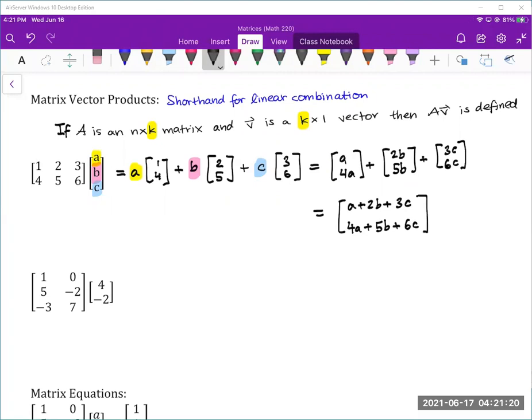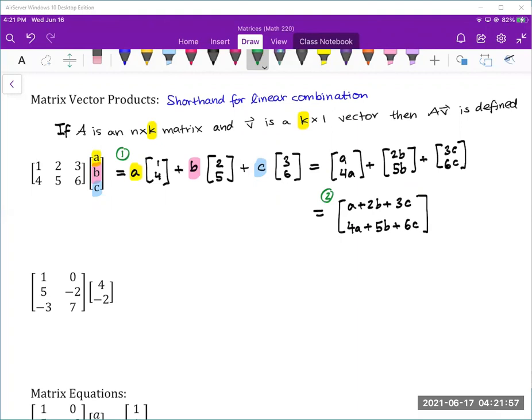Okay, so there are two possible formats for what our answer is. We could write it in this linear combination form where we haven't yet combined it into a single vector. We've given the directions for how to do it, or we could fully combine. All right, so in order to do a matrix vector product, the number of columns of the matrix have to match the number of rows of the vector that we're multiplying by.